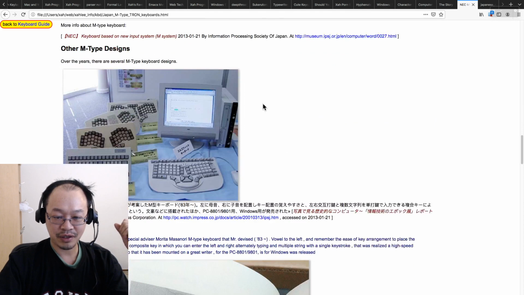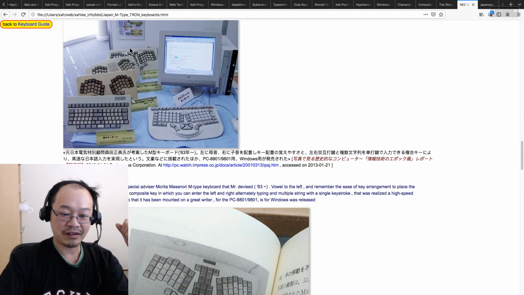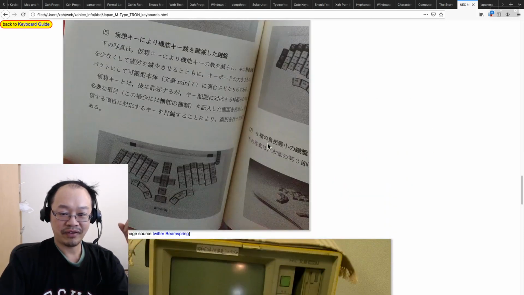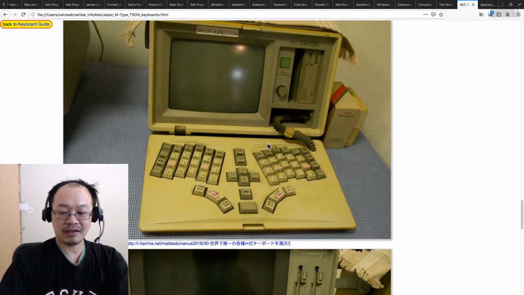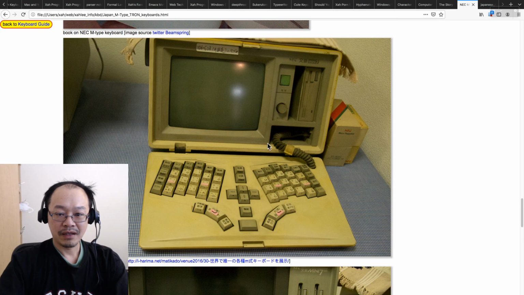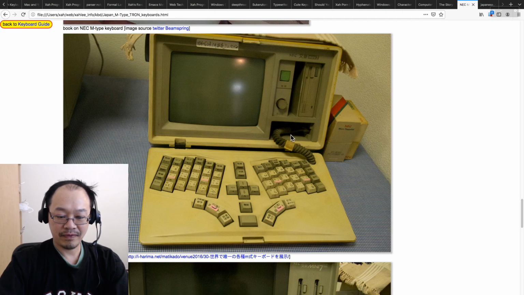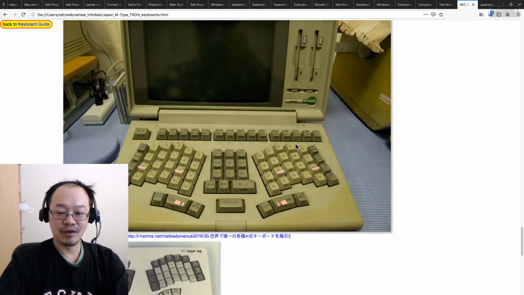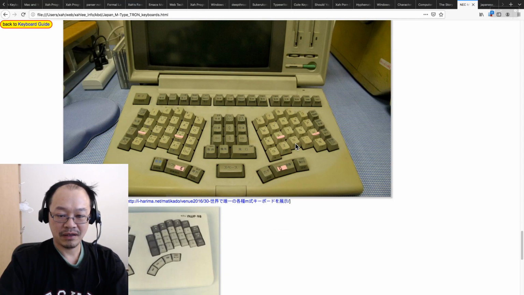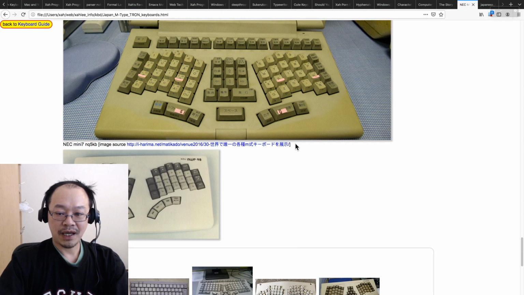ALPS switch. And apparently, throughout history, you have several models of the NEC N system keyboard. So you have historical books on it. You have this. I don't even know what computer this is. NEC Mini 7, okay, machine. This terminal or whatever. Then you have another one, a variation, M type.